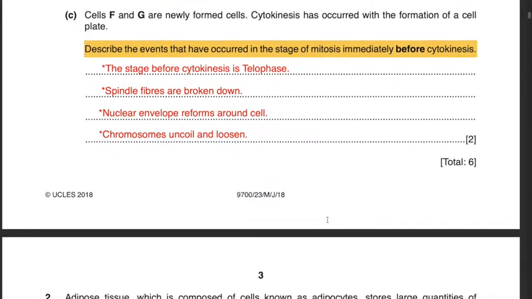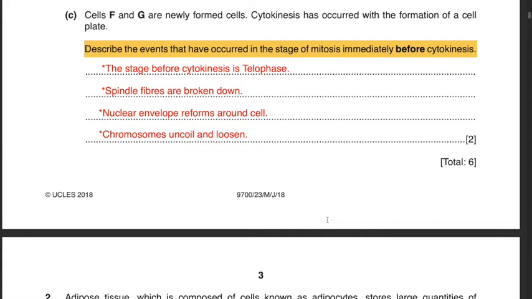Part C. Cells F and G are newly formed cells. Cytokinesis has occurred with the formation of a cell plate. Describe the events that have occurred in the stage of mitosis immediately before cytokinesis. The stage of mitosis that is immediately before cytokinesis is known as telophase. And what happens in telophase? The spindle fibers are broken down, the nuclear envelope reforms around the cell, and chromosomes uncoil and loosen.